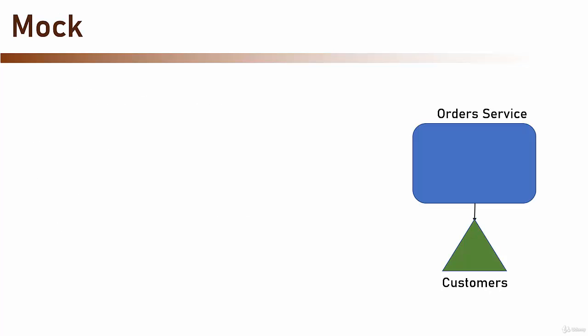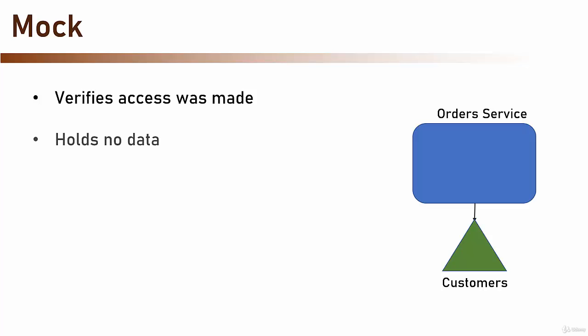Next is the mock. With mock, we don't try to provide fake data using, well, fake or stub. What we do with mock is verify access was made. For example, if we have a piece of code that needs to access a weather service, with mock, we can make sure the access was actually made. This is useful when we are not really interested in the result of the call, but our test checks that our service actually called the external service. So, as opposed to fake and stub, mock holds no data at all. It's not needed.